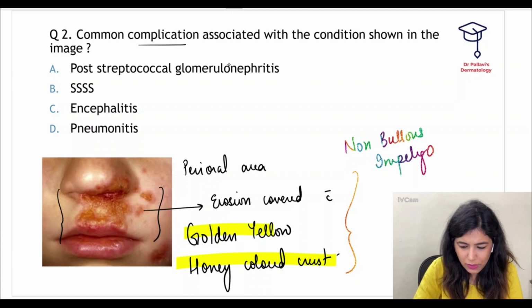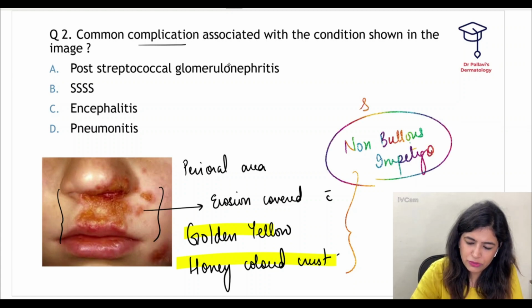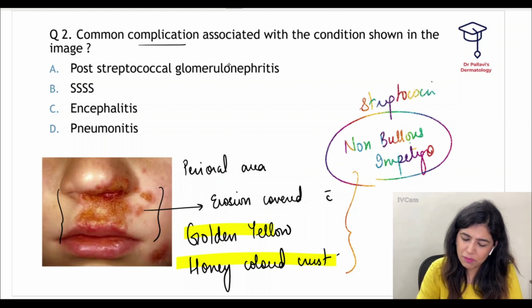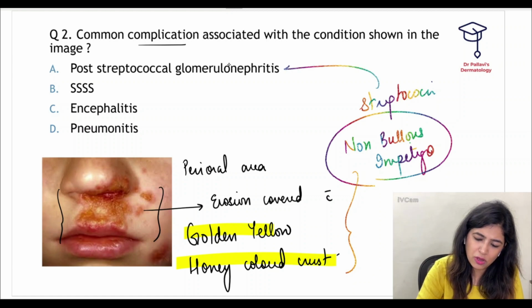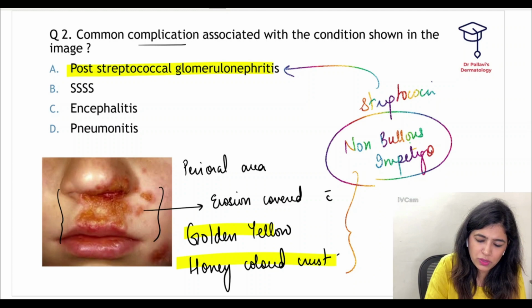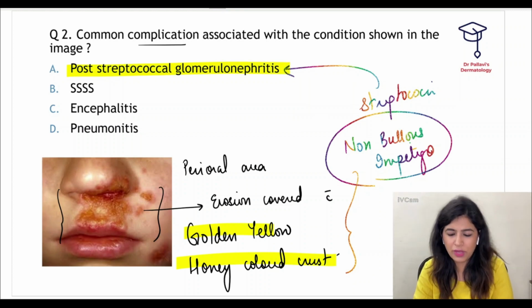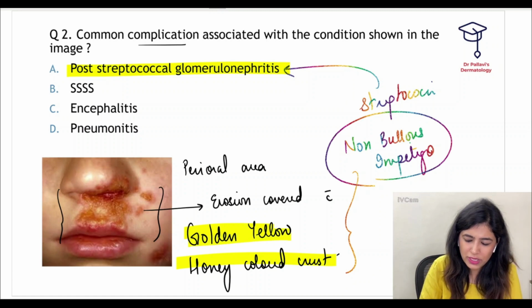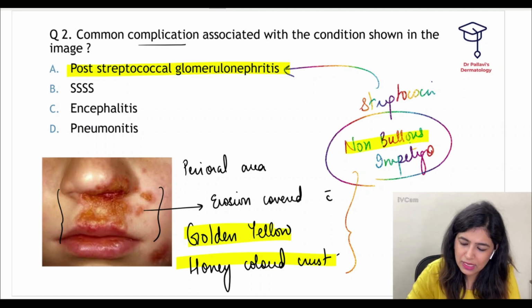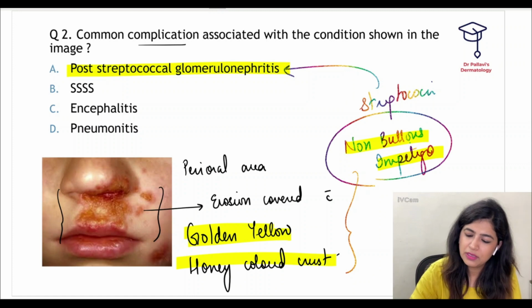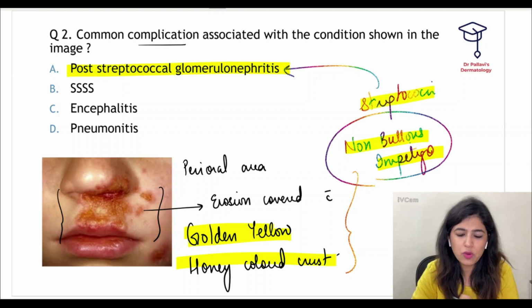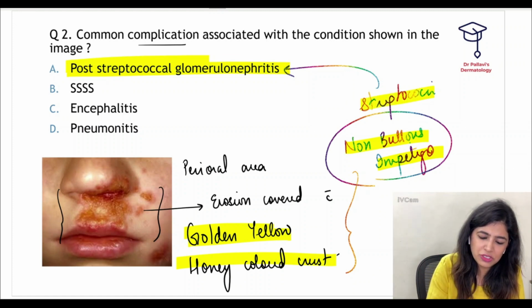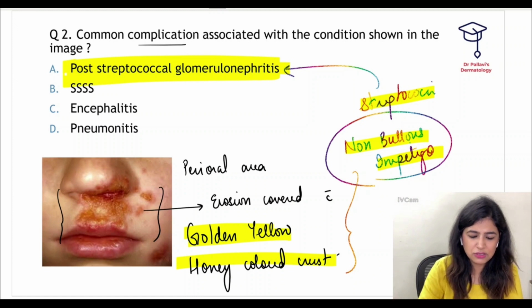Non-bullous impetigo caused by whom? Caused by Streptococcus pyogenes. And what will be a complication associated with this? A complication associated with that would be post-streptococcal glomerulonephritis. Okay, so that makes our answer pretty simple. An image which shows us a golden yellow honey colored crust taking us to a diagnosis of NBI, which we know is caused by Streptococcus, a complication of which is PSGN.